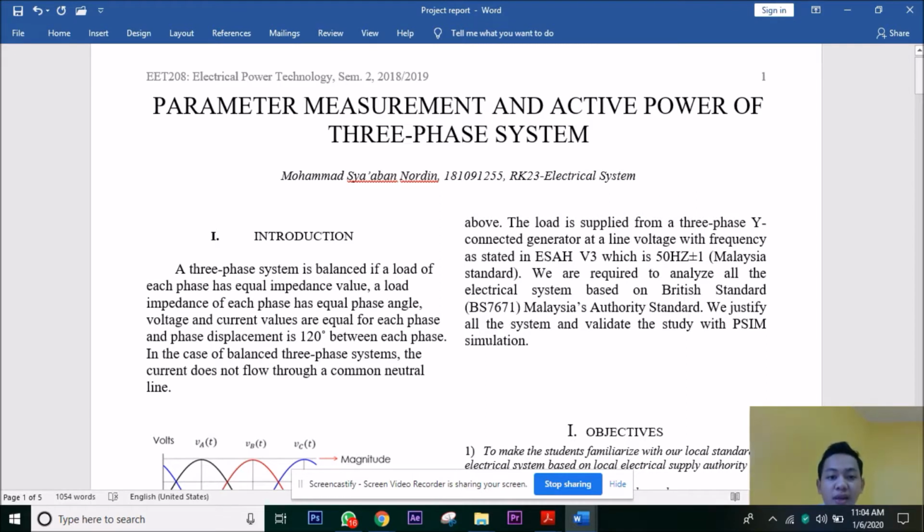Okay, now I will explain to you about our previous project, which is parameter measurement and active power of three-phase system. Okay, we go to the introduction first.